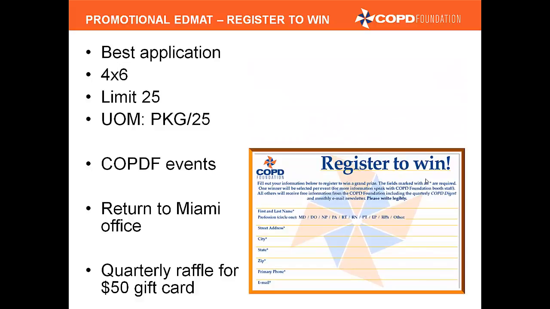Next up is a Register to Win card. This is also a card commonly used at COPD Foundation staff events where staff or volunteers will be attending. We will commonly use this, and the best application is when we don't have a barcode scanner. So we can get individuals, either patients or healthcare professionals at the events who would like to register for a COPD digest and our monthly e-newsletter. They can complete this card. We'll collect their information. We'll put them in our database to receive the digest and e-newsletter, as well as the lung health professional for those that are medical professionals. And we will do a quarterly drawing. So for staff that are collecting these cards at the end of the event or volunteers, you'll need to mail those to the Miami office.